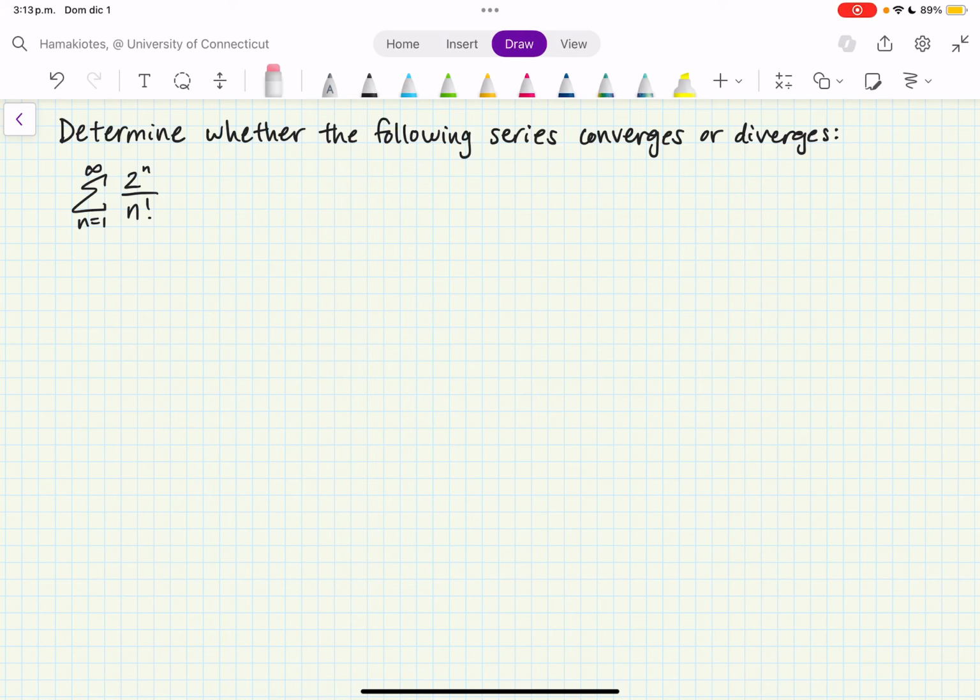In this video, we're going to determine whether the following series converges or diverges. So here we have the sum from n equals 1 to infinity of 2 to the n over n factorial. So we see that in the numerator we have some constant raised to the nth power over something in terms of n. So we'll probably want to use the ratio test, and we expect that we'll get some sort of cancellation while doing so. So let's recall what the ratio test says.